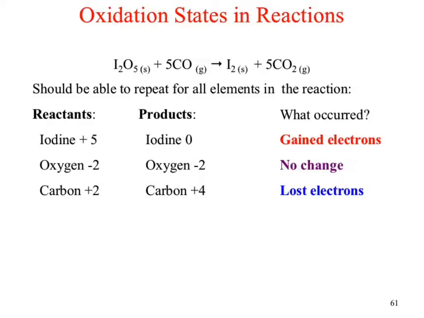Well, what happened to the iodine? It was bound to five oxygens, and now? No oxygens. What did I do to the amount of oxygens? I reduced them. Our redox reactions were centered off of oxygen.